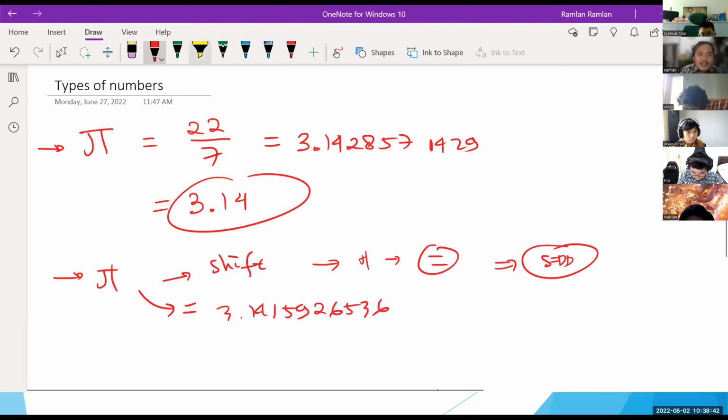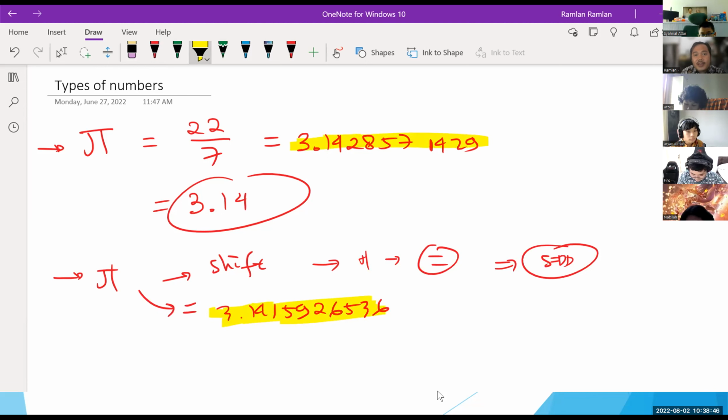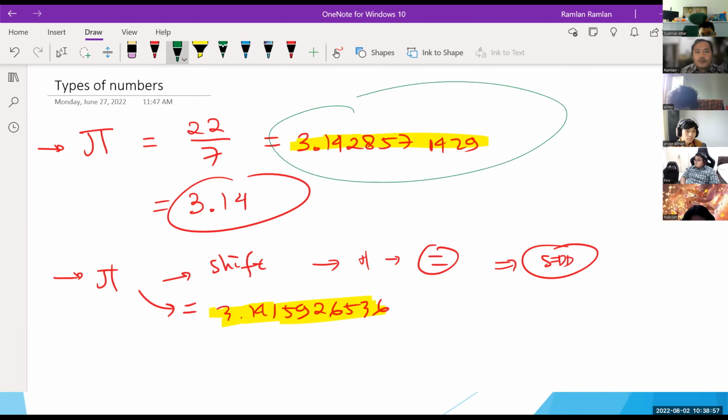Okay, let's compare these two numbers. You said it's 22/7. Actually, we can convert that into decimal and you will get 3.1 something, right? But this is also 3.1 something. Can you see any pattern over here?